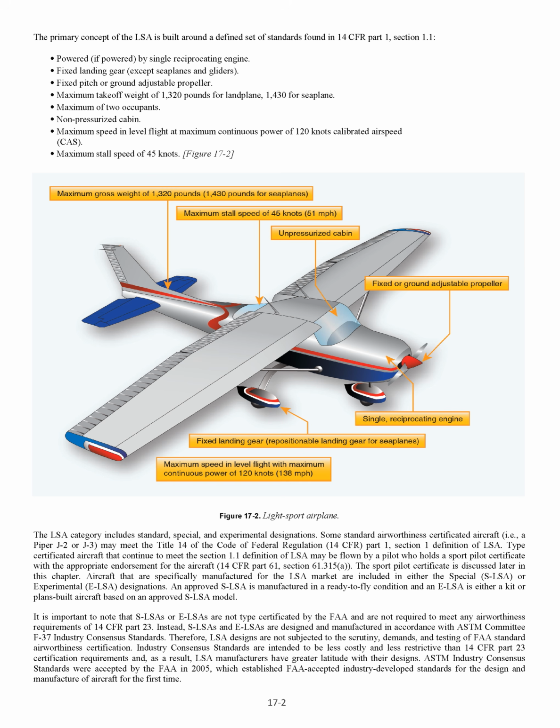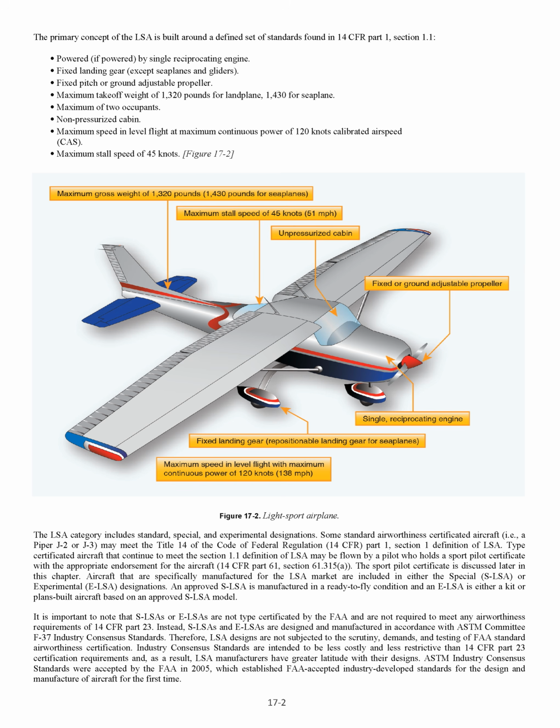The primary concept of the LSA is built around a defined set of standards found in 14 CFR Part 1, Section 1.1. Powered, if powered, by single reciprocating engine. Fixed landing gear, except seaplanes and gliders. Fixed pitch or ground adjustable propeller. Maximum takeoff weight of 1,320 pounds for landplane, 1,430 for seaplane. Maximum of 2 occupants. Non-pressurized cabin. Maximum speed in level flight at maximum continuous power of 120 knots calibrated airspeed, CAS. Maximum stall speed of 45 knots.